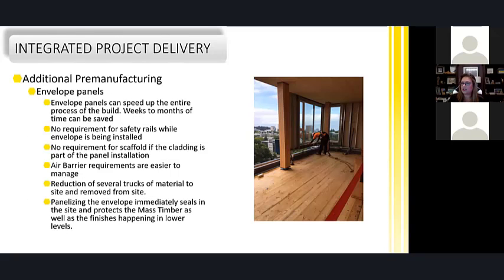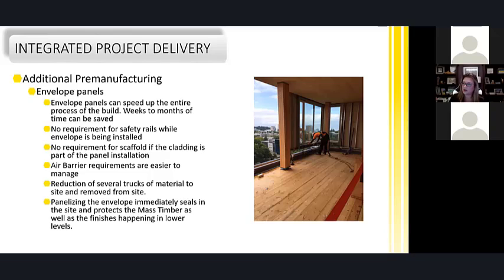Then we go into the additional pre-manufacturing and our envelope panels. So our envelope panels, this is key for us for maintaining our CLT installation. We get a lot of rain in Vancouver. There's very few weeks that go by that we don't get rain, so the benefit of having an envelope panel in place quickly is pretty important in order to keep the building dry and be able to continue work from inside. This is also talking about all that timing, getting all those trades moving on the inside of the building faster. There's no requirement for safety rails while the envelope is being installed, and that was key.